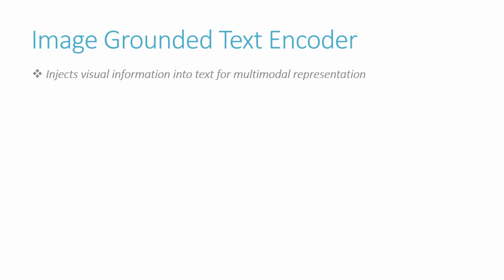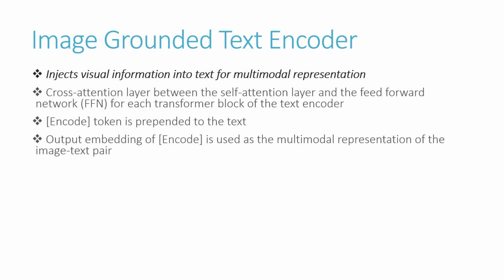The image-grounded text encoder aims to obtain the multimodal representation of image-text pairs by injecting visual information into text. This is done via cross-attention between the self-attention layer and feed-forward network for each transformer block. Except for the inputs, cross-attention is similar to self-attention. It asymmetrically combines two separate embedding sequences. For BLIP, the image serves as the query input, while the text serves as the key and value inputs. Here, the encode token is prepended to the text. The output embedding of the encode token is used as the multimodal representation of the image-text pair.